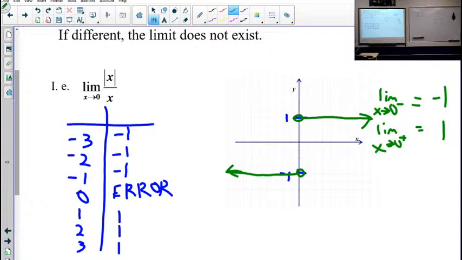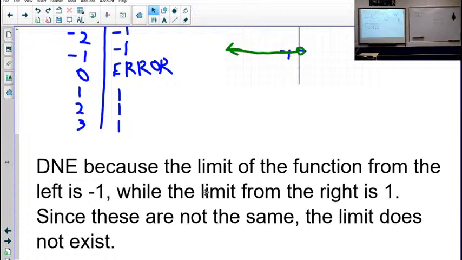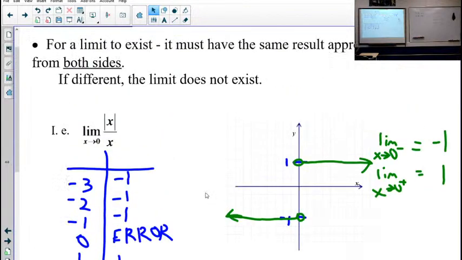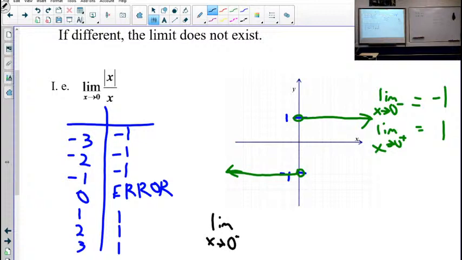So that's why the limit doesn't exist. Limit does not exist. Since the limit of the function from the left is -1, the limit from the right is +1. Since these are not the same, the limit does not exist. In other words, the shorthand, lazy way of writing that is to say the limit as x approaches 0 from the left of f of x does not equal the limit as x approaches 0 from the right of f of x.